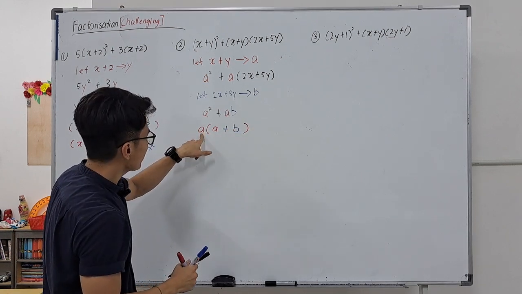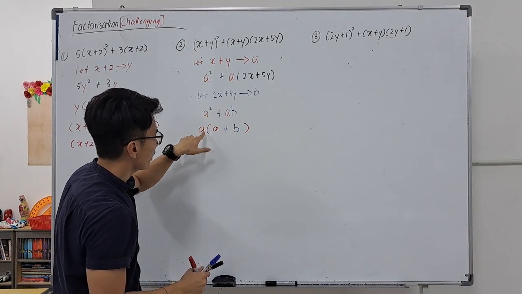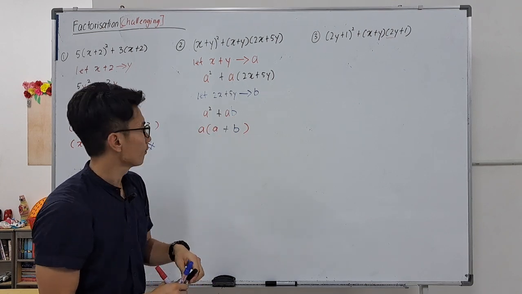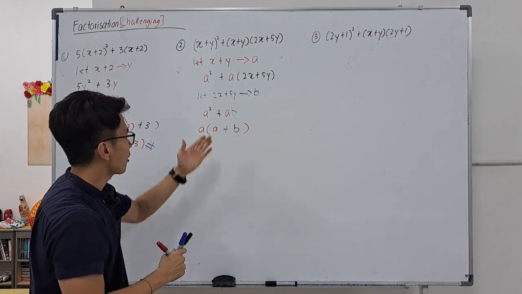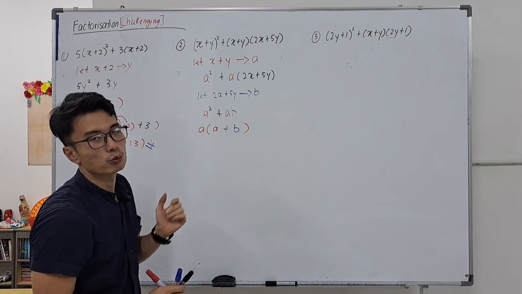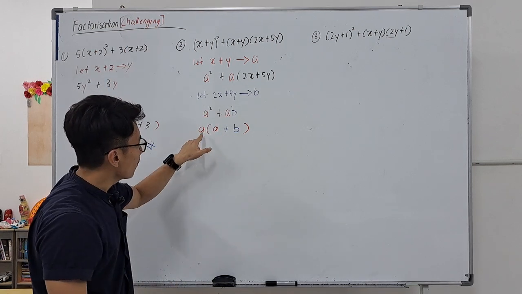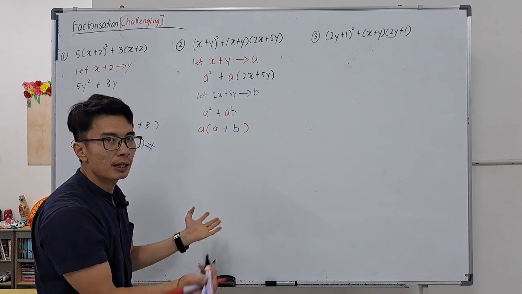So if you expand this, a times a is going to be a squared, and a times b is going to be ab. So a squared plus ab, right? Good, looks good for me. We have completed the task we were asked to do, to factorize. Now let's open all this back up.